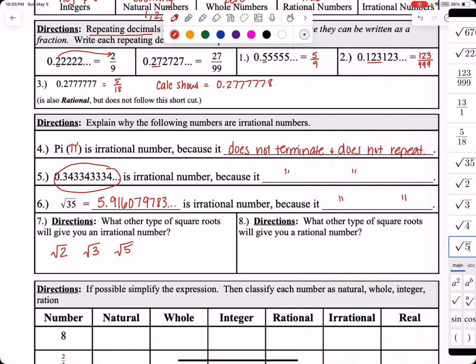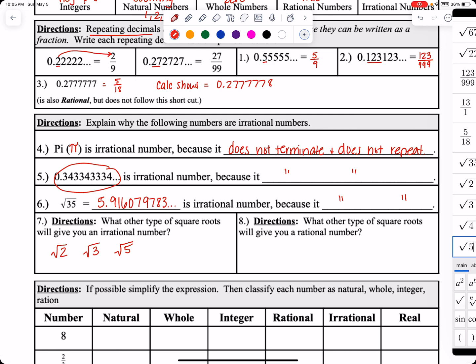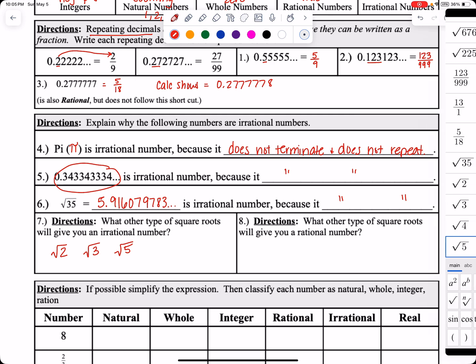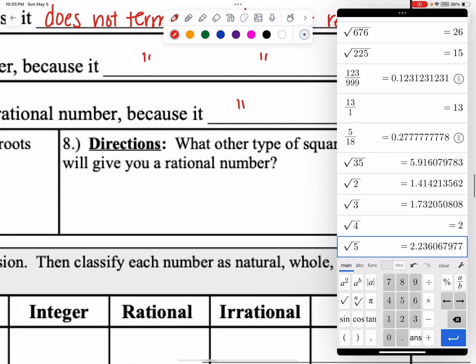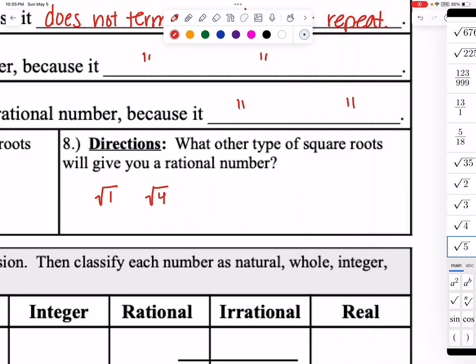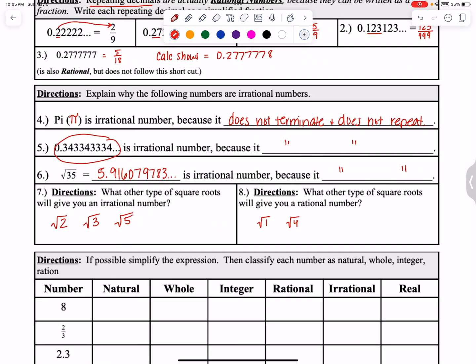All right, what other types of square roots will give you a rational number? We already know some rational ones. So we know square root of 1 is a rational number. Square root of 4 is 2. Okay. So there are some square roots that give us rational numbers.